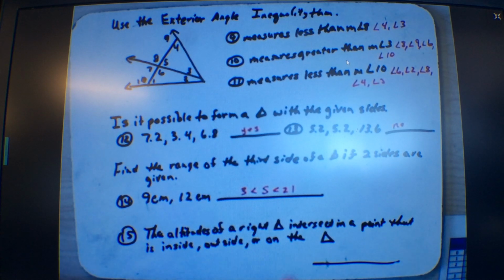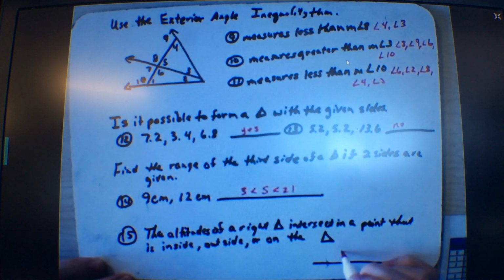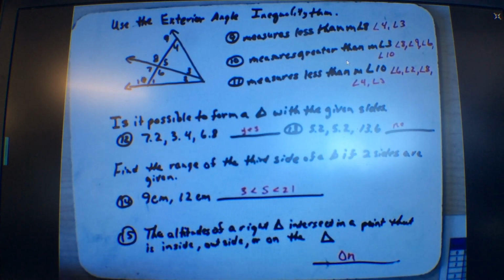The altitudes of a right triangle intersect in a point that is inside, outside, or on the triangle. Yes, on the triangle. It is on. And where's it at? The hypotenuse.